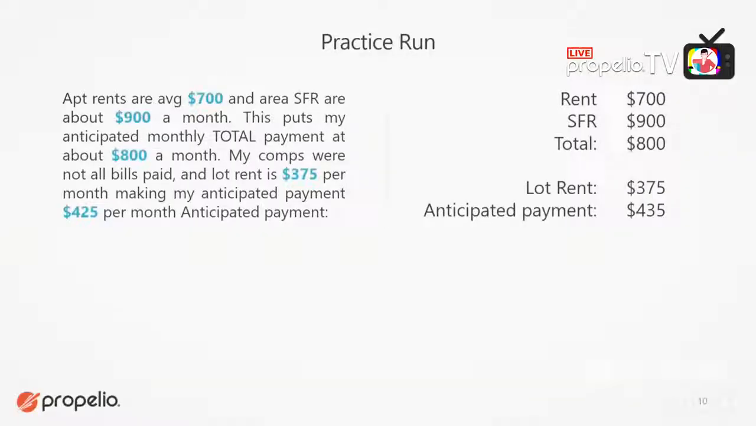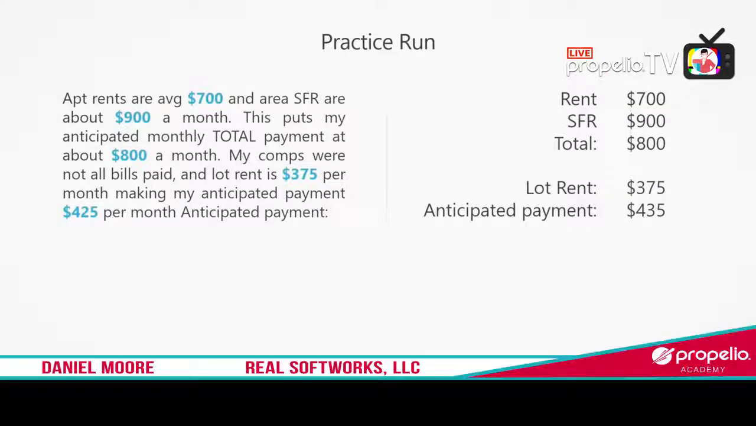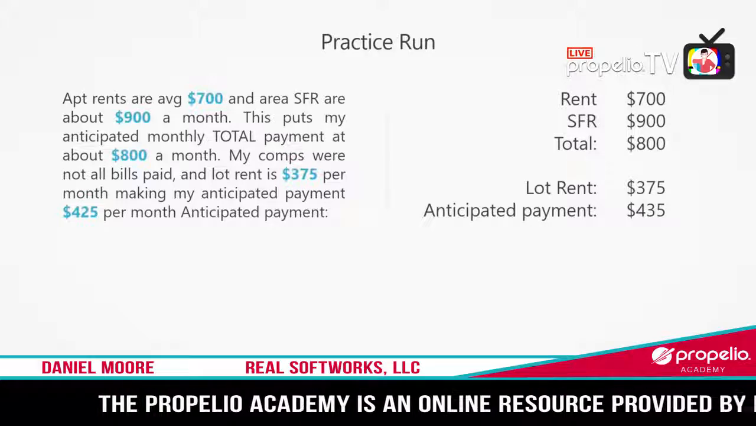Okay, so let's do a practice run real quick. Apartment rents are an average of $700 a month in the area, and single-family residents are about $900 a month. This puts my anticipated total monthly payment at $800 a month. My comps were not all bills paid, and lot rent is $375 per month, making my anticipated payment $425 per month. Does that make sense?